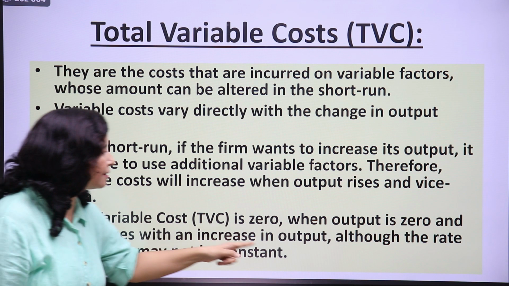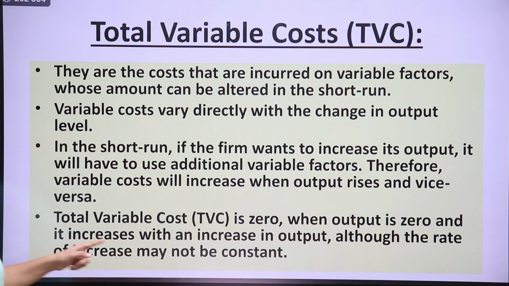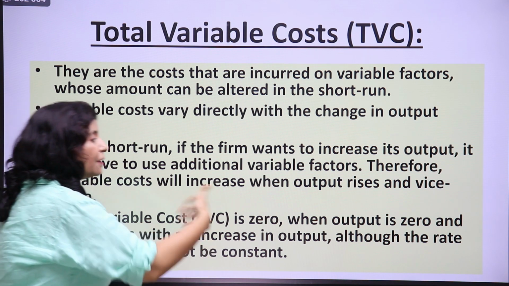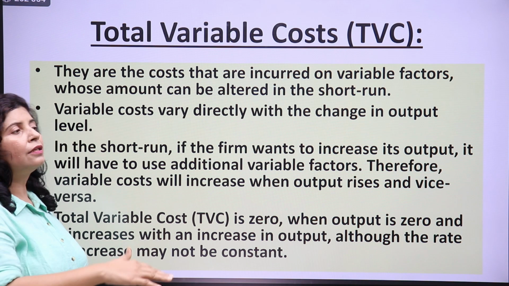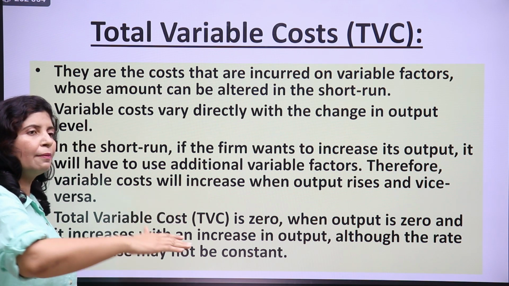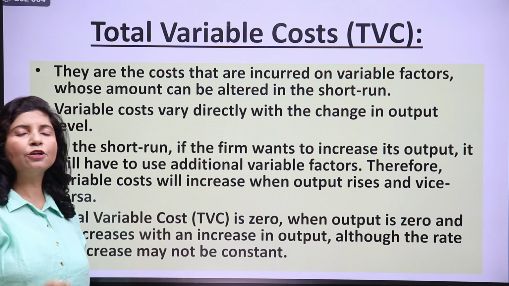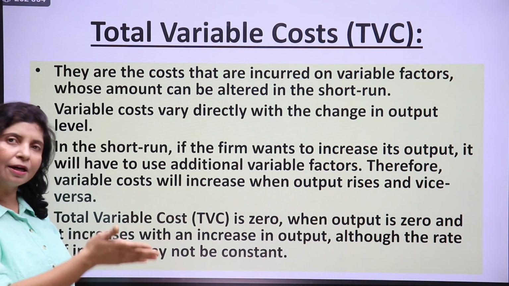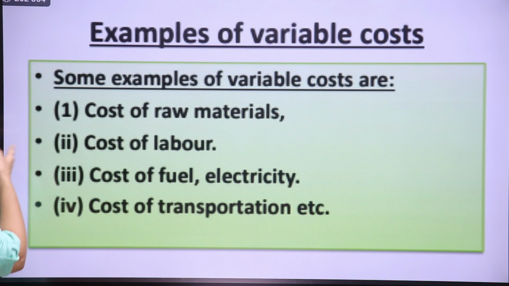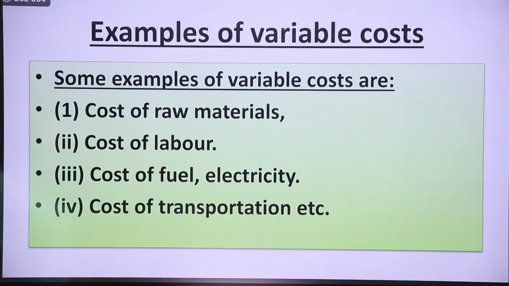It increases with an increase in output, although the rate of increase may not be constant. So, if your raw material becomes expensive, the rate of increase in variable cost will be higher. But if the variable factors become cheaper, then you can purchase with a lesser amount of money, then the rate of increase will be lesser or it may decrease also. Okay, done. Examples of variable cost.